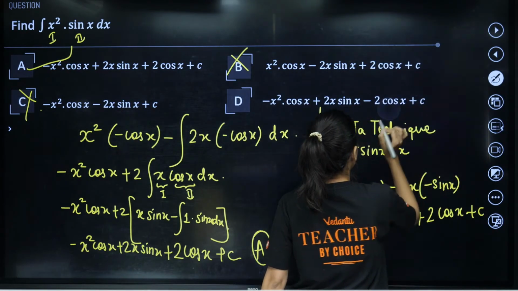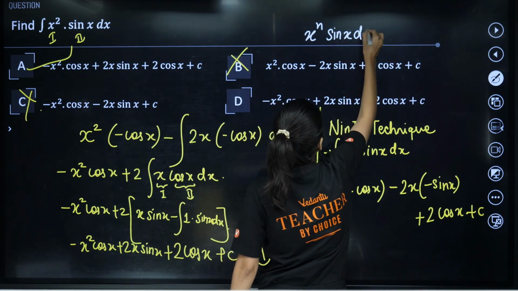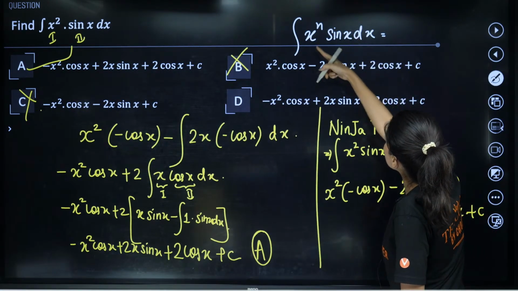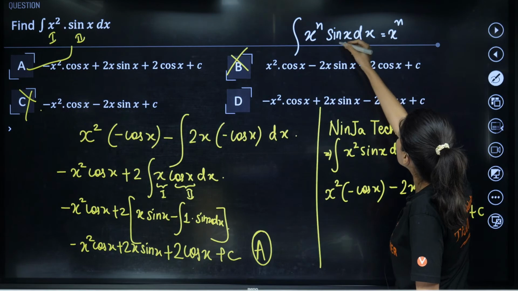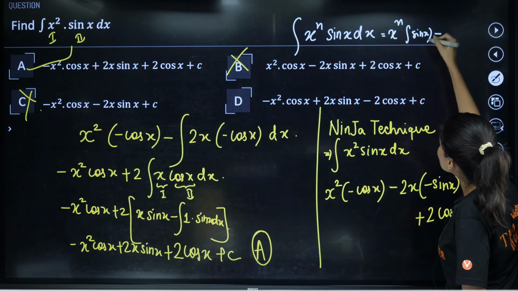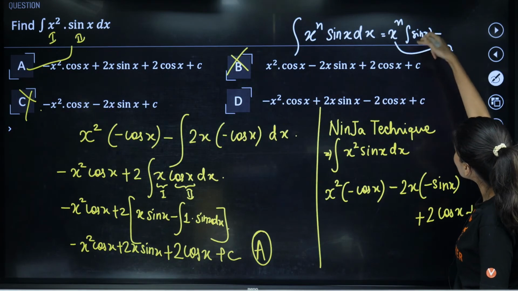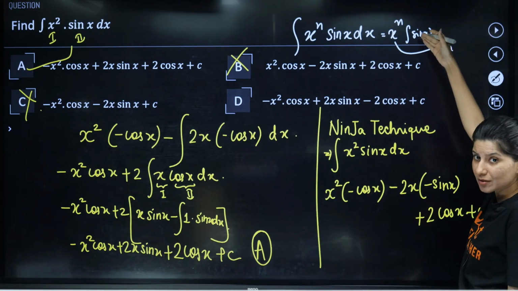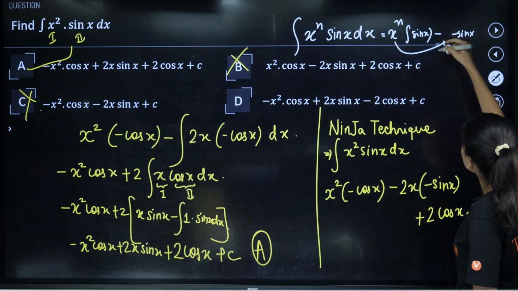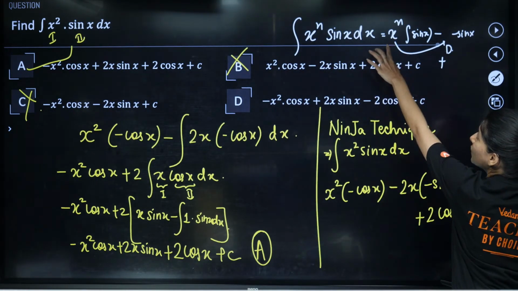So what is the technique? Understand. If you have x raised to power n and sin x, or cos x, cos x will also work in this manner. First of all, x raised to power n as it is and integral of sin x, minus. Now differentiate x raised to power n, and integrate one more time. Sin x integration is minus cos x. Again integrate, so this is going to give you minus sin x. And then after minus comes plus. So basically plus minus plus, alternate sign.